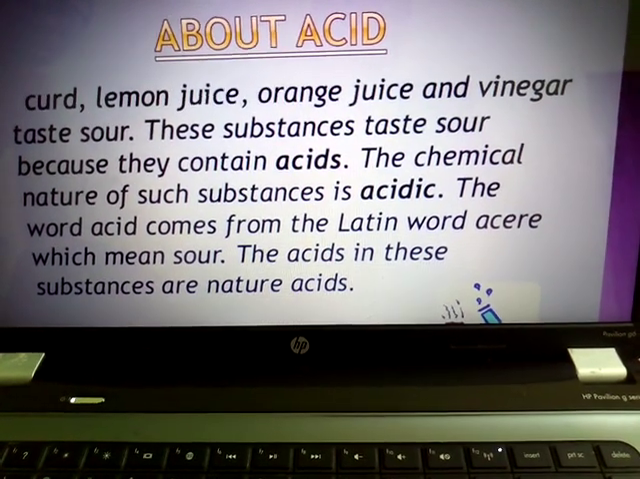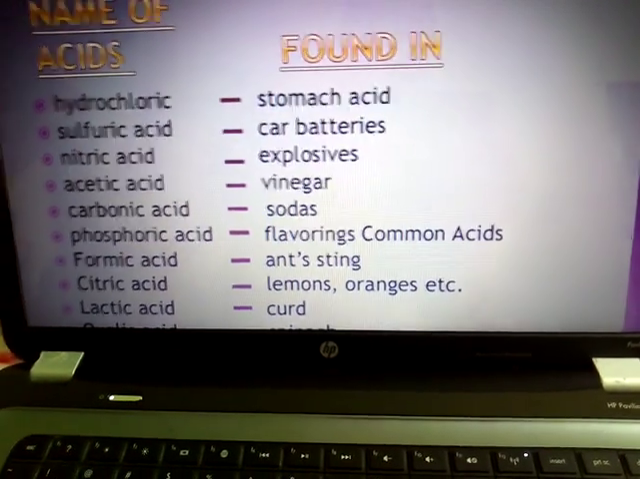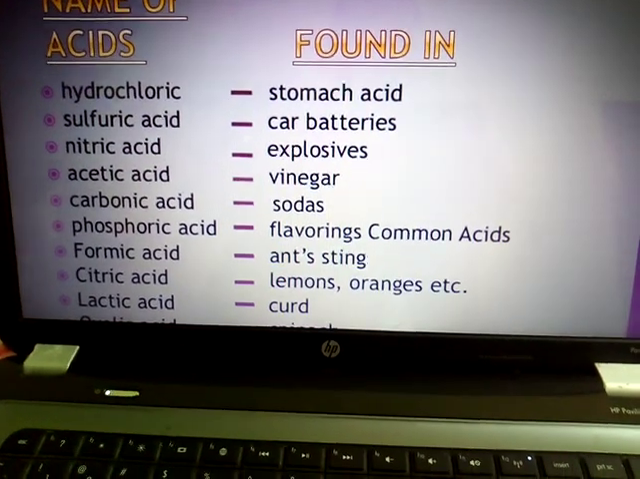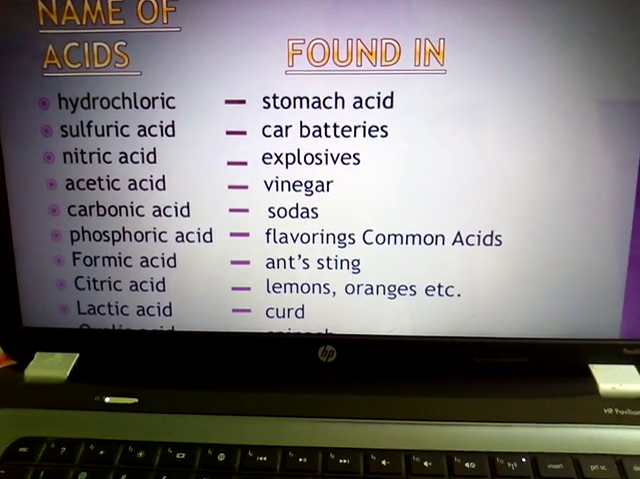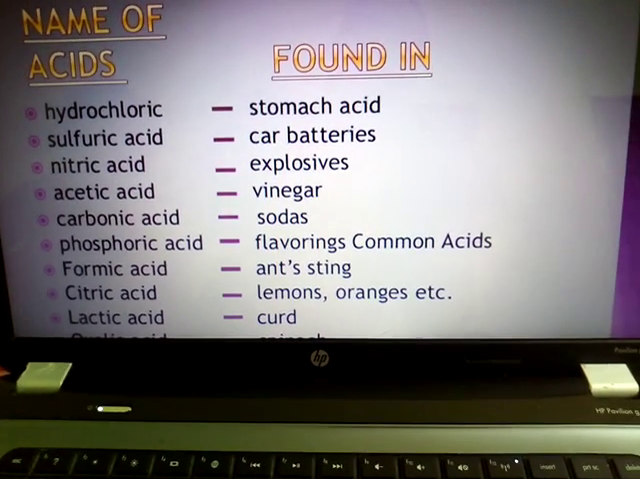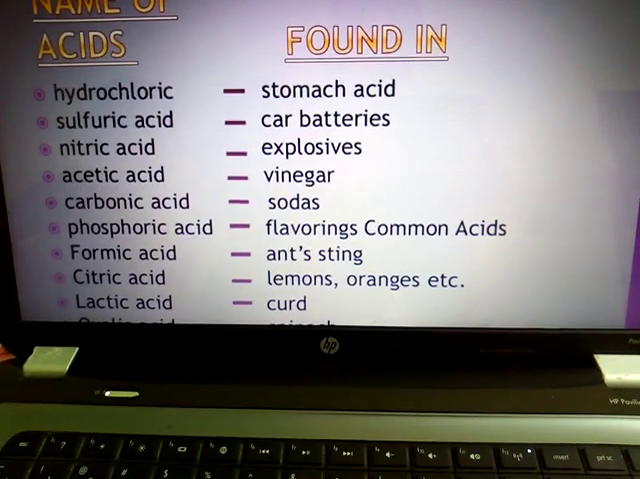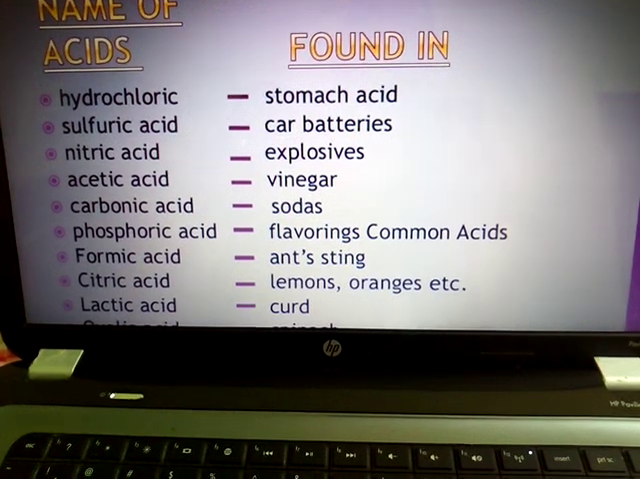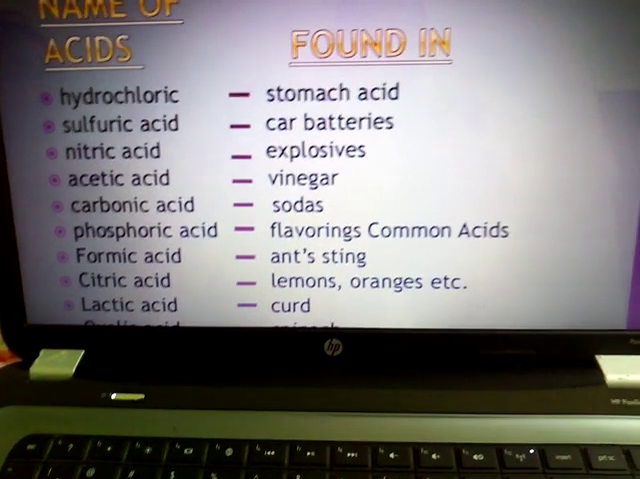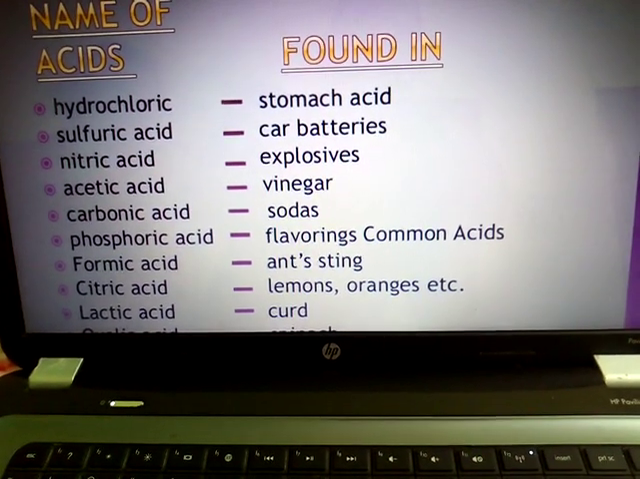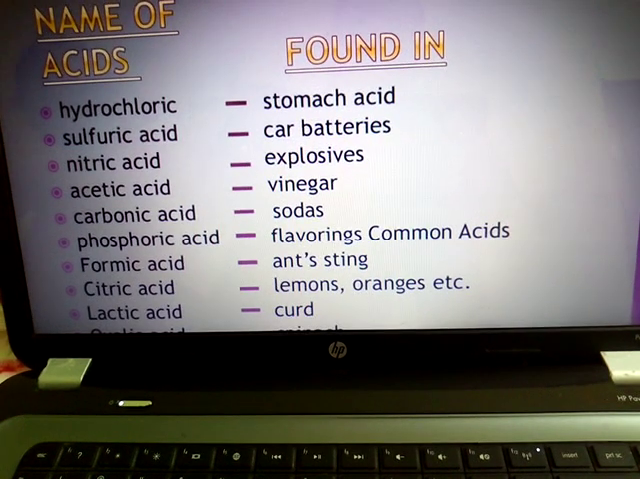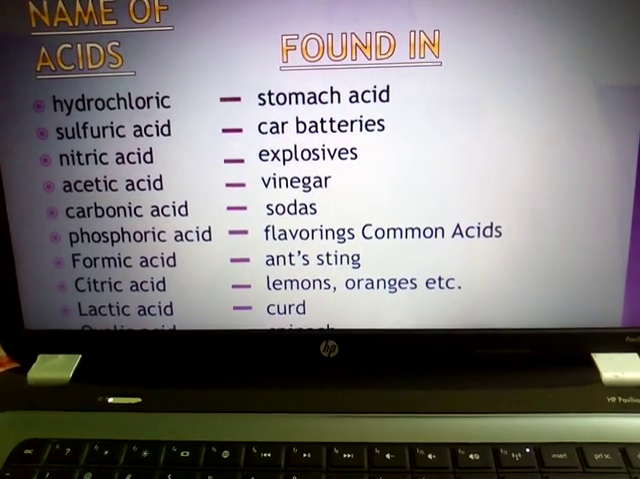Okay. In the next slides we see the names of some of the acids and where they are found in our body. Hydrochloric acid is secreted from the stomach. In the stomach we have gastric glands which produce hydrochloric acid.